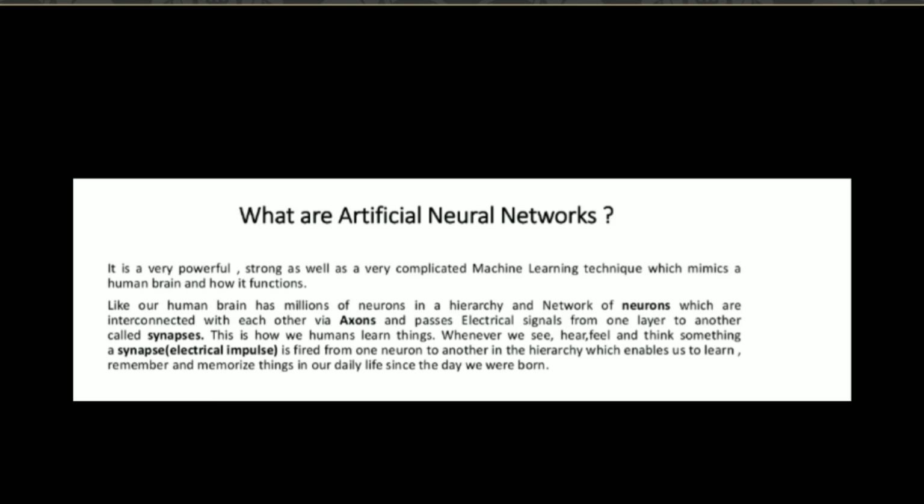Like the human brain has millions of neurons in a hierarchy and a network of neurons which are interconnected with each other via axons and passes electrical signals from one layer to another called synapses. This is how we humans learn things. Whenever we see, hear, feel and think something, a synapse is fired from one neuron to another in the hierarchy, which enables us to learn, remember and memorize things in our day-to-day life since the day we were born.